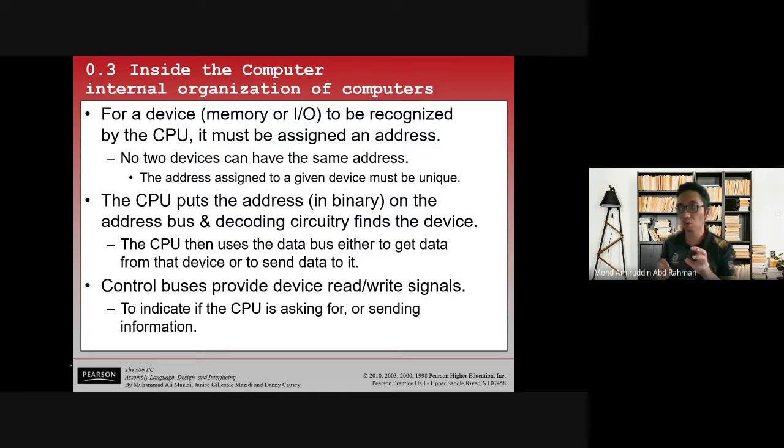Dia kena control the device tu. Okay, macam tadi RAM, dia ada control bus. So control bus ni dia nak control, dia akan tunggu arahan. Once dah establish connection tadi dengan CPU, sekarang dia tunggu CPU nak buat apa. Dia nak dapatkan nombor ke ataupun dia nak hantar maklumat. Okay, so ini tujuan control.